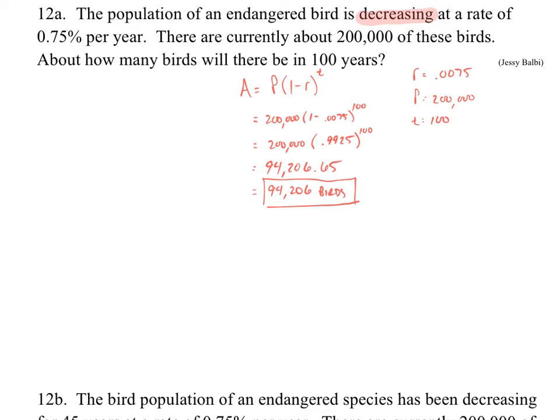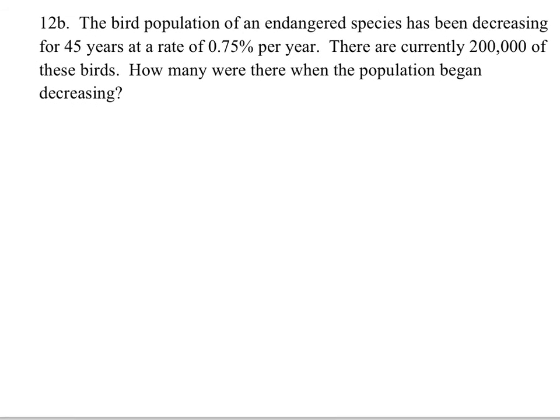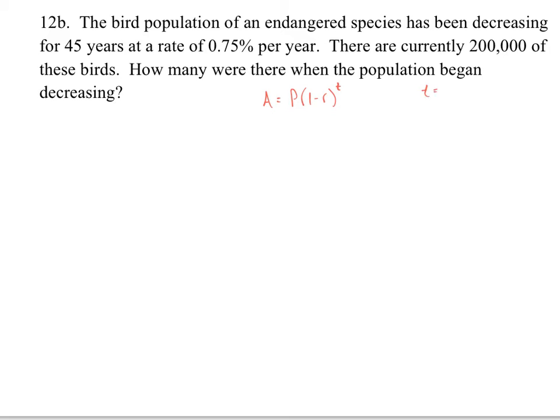All right, now that's the example that's very straightforward. We're solving for A. Now what I've done is kind of turned this problem over on its head. Instead of solving for A here, we're going to be solving for a different variable. So the bird population has been decreasing. It's been doing that for 45 years already. So now, in our formula, we know that the time is 45. It's been decreasing that whole time. The rate hasn't changed. It says it's at a rate of 0.75%.